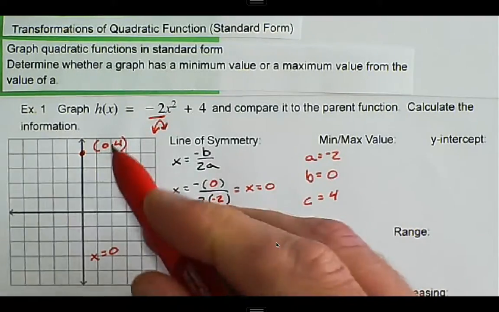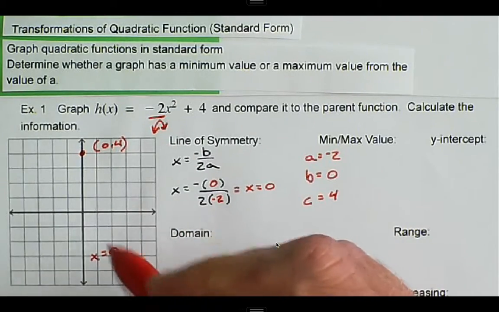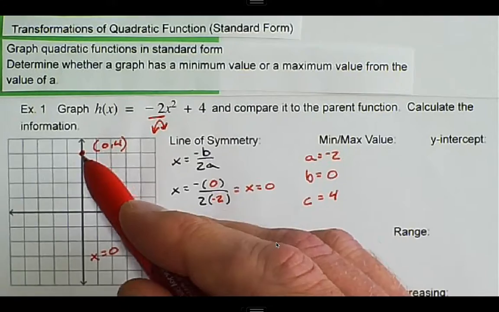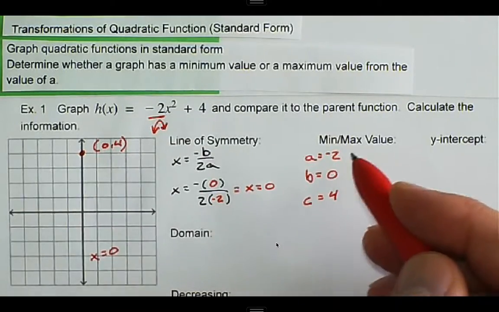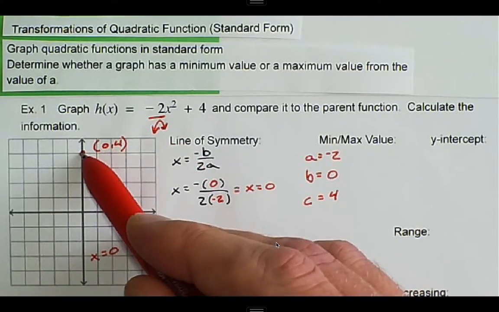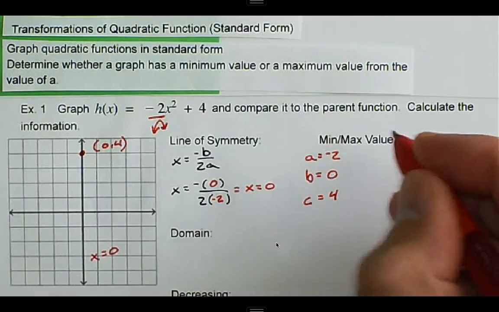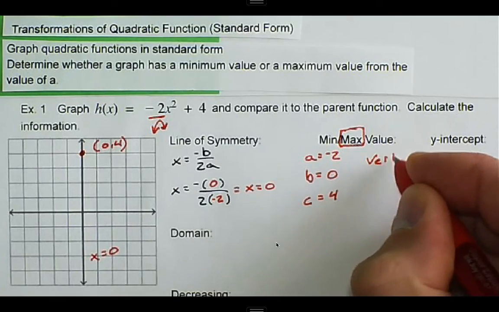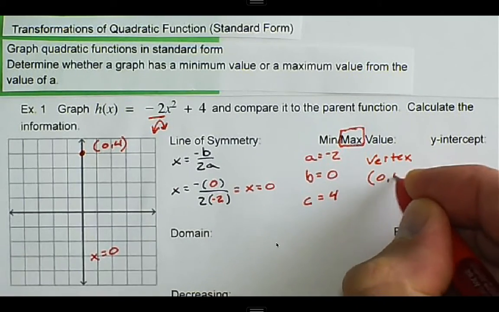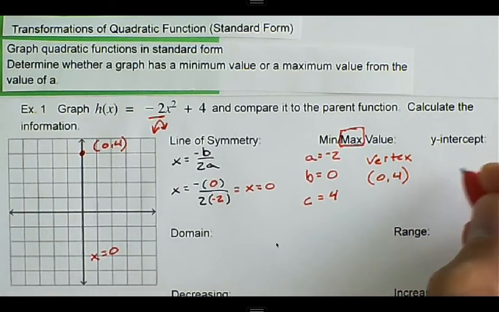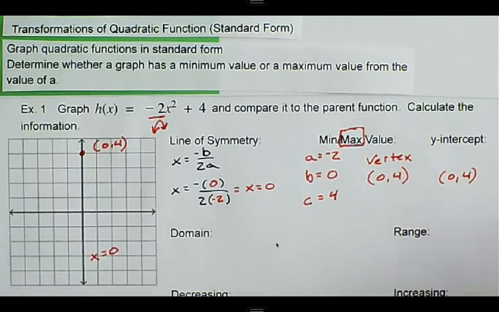And now we know that it opens down. We know that the line of symmetry is x equals 0. And we know that the vertex is always on the line of symmetry. So in this case, we don't have to actually calculate our minimum and maximum value because we know the graph opens down and we have the point (0, 4). So our max value is the vertex, and our coordinates for the vertex are (0, 4). The vertex and the y-intercept happen to be the same this time because our line of symmetry is the y-axis.